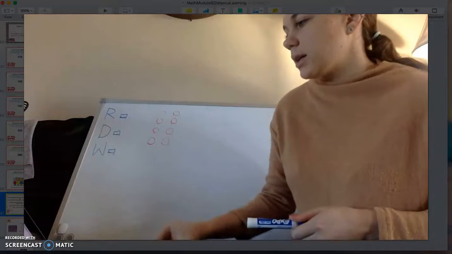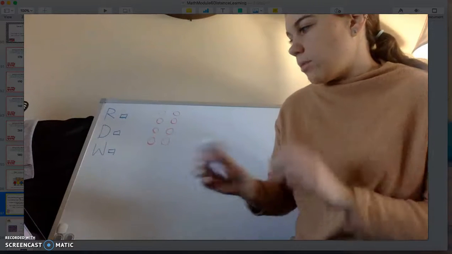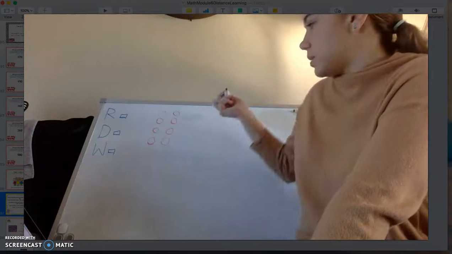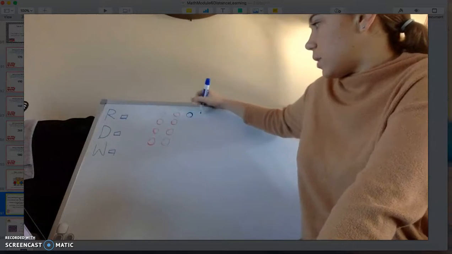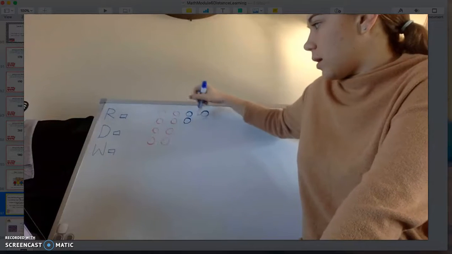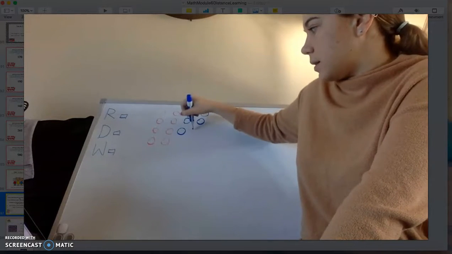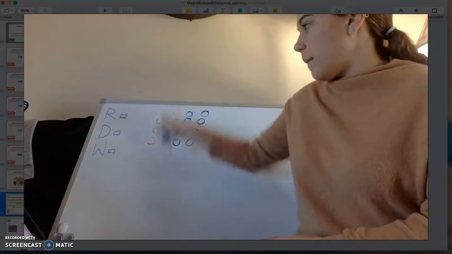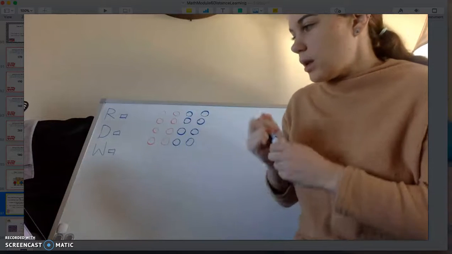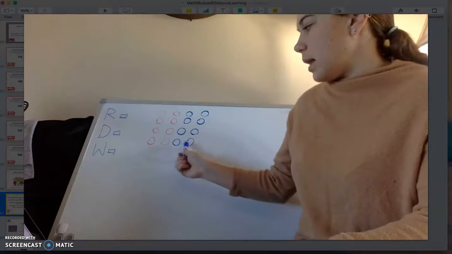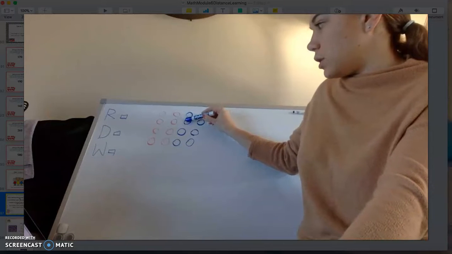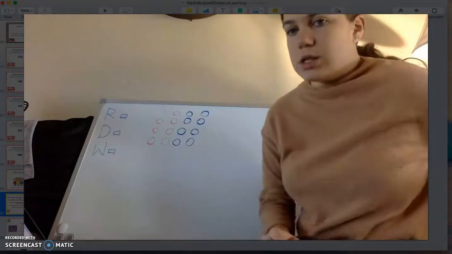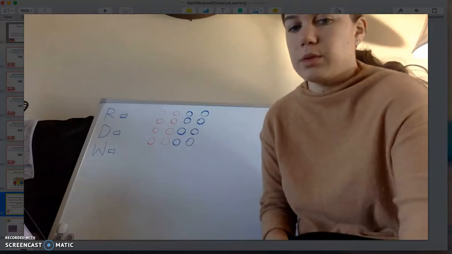Now let's do her blue cards. So she has 8 blue cards. So let's put them up into 2 columns. 1, 2, 3, 4, 5, 6, 7, 8. Remember, columns go up and down. So I split up her 8 blue cards into 2 columns. And how many are in each? 1, 2, 3, 4. Good, so she has 2 columns of her blue cards.